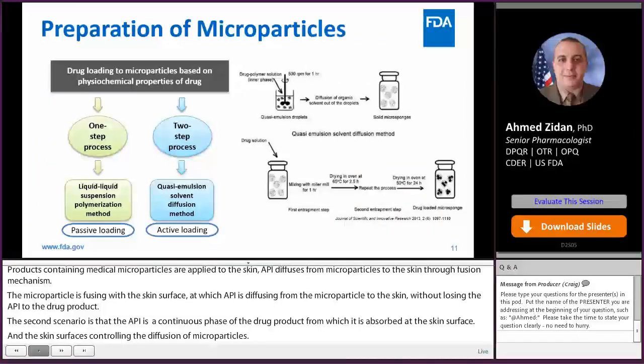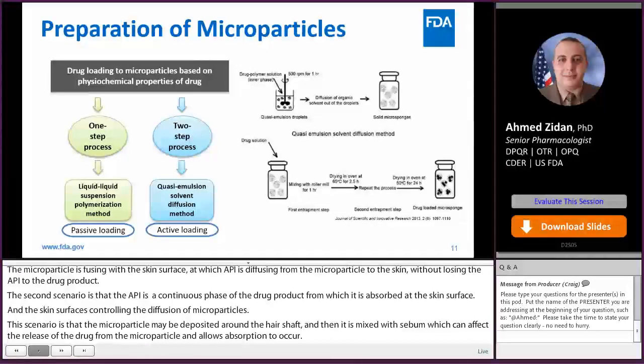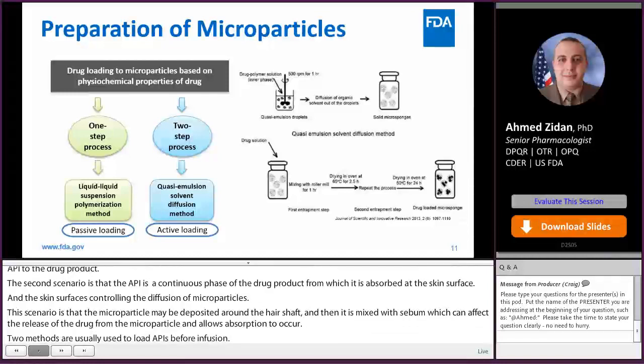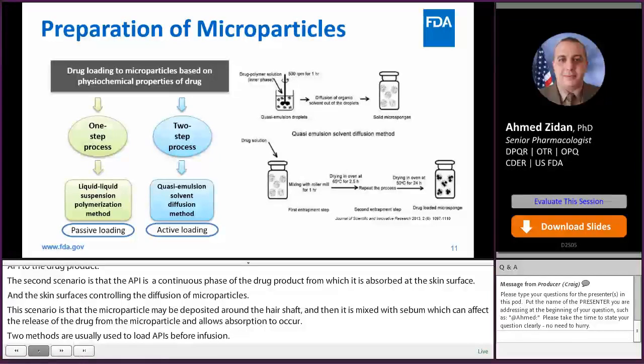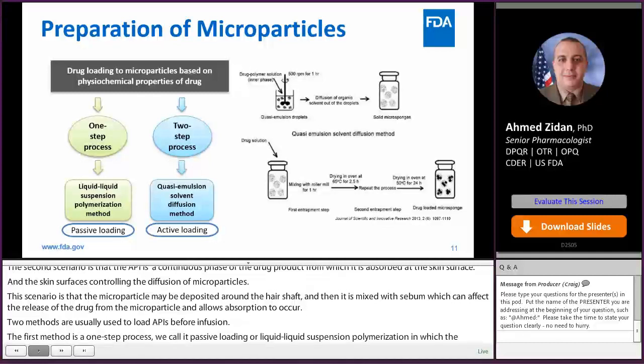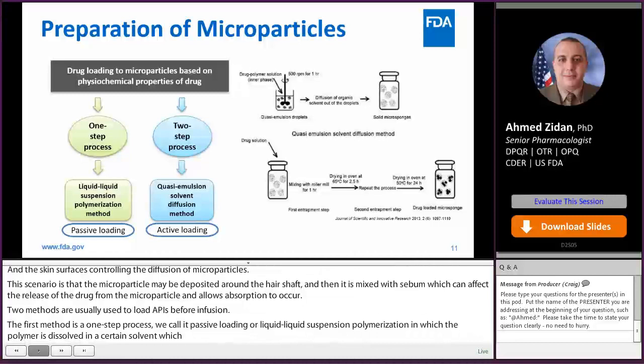Two methods are usually used to load APIs into microparticles before inclusion in the topical drug product. The first method is a one-step process. We call it passive loading or the liquid-liquid suspension polymerization method, in which the drug and polymer are dissolved in a certain solvent depending on the physicochemical characteristics of the polymer and API, followed by diffusion of the organic solvent outside the droplets, and this leads to formation of microparticles in which the drug is embedded.